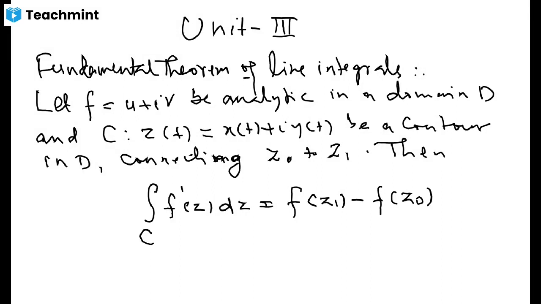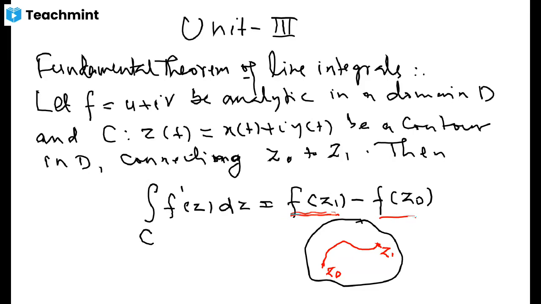So what you have is a domain, and in that domain you have an analytic function, and suppose you have a certain contour which connects z0 with z1. This theorem says that whenever you have to compute the line integral of the derivative of this function, that line integral is computed solely in terms of the terminal and initial point of this contour. So it doesn't depend upon the path.